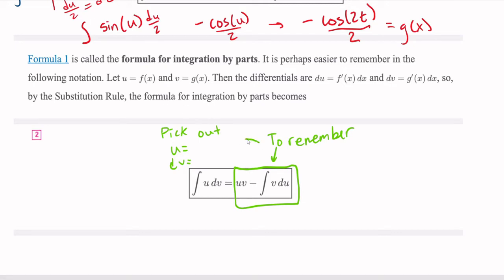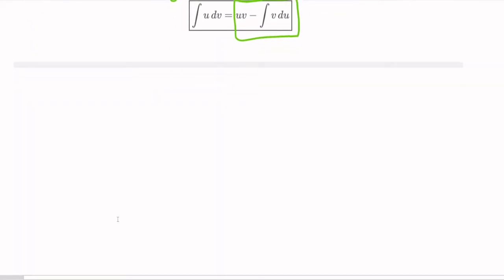So these are the things to remember. This is the process we're going to do. So let's get into it. Let's just try a bunch of them to see what happens.